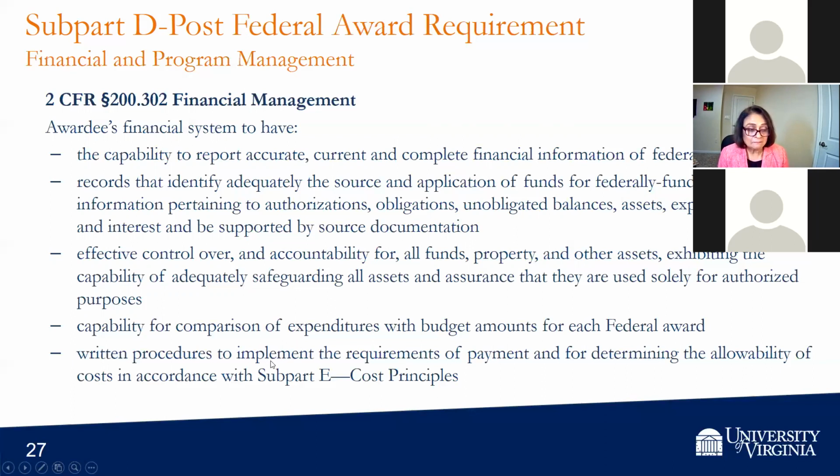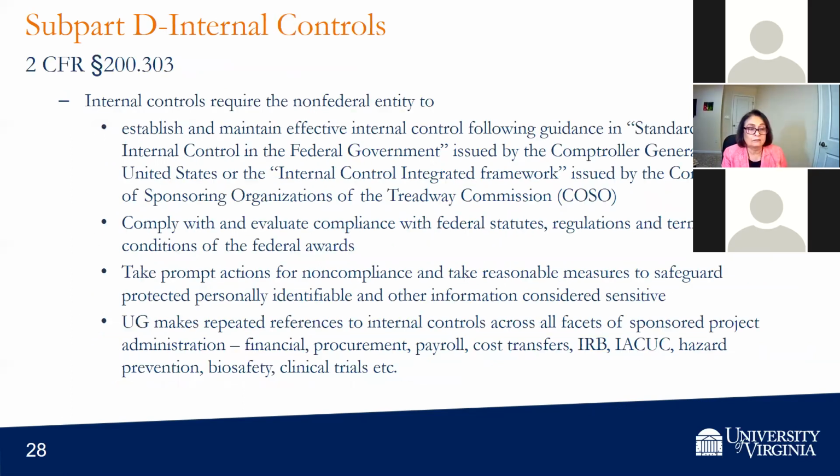So we have to have written procedures to implement the requirements of payment and how we determine the allowability of costs. And I think, if you all have seen our financial system, we are fully adhering to all these requirements, okay? So generally all the universities are designing their financial systems following these requirements. Now, this is where you will see internal control is mentioned all across the uniform guidance.